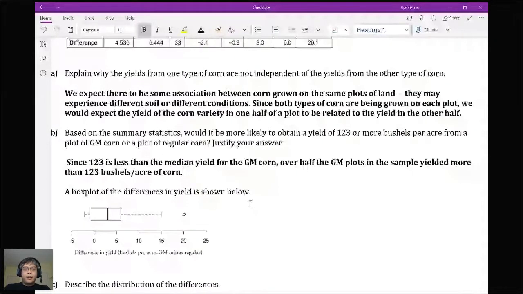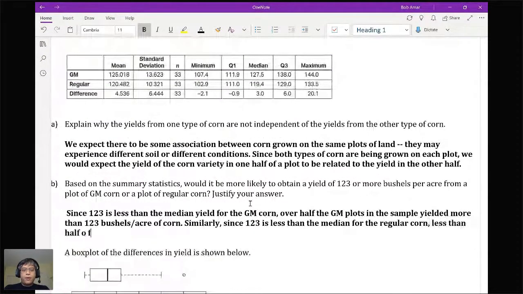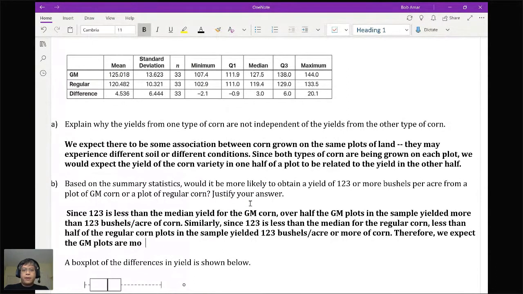And similarly, since 123 is less than the median for the regular corn, less than half of the regular corn plots in the sample yielded 123 bushels per acre or more of corn. Therefore, we expect the GM plots are more likely to yield 123 or more bushels per acre in general. And so we're trying to connect what's happening in the sample to what's going on in the population.